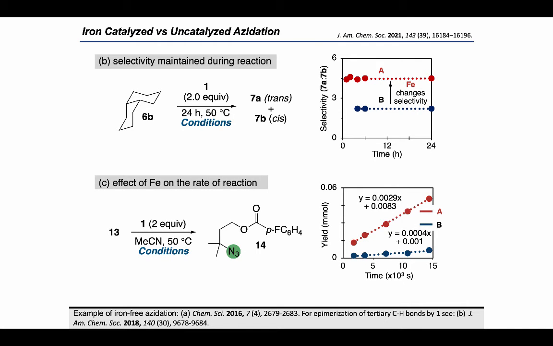Additionally, comparing the rates of reaction between the uncatalyzed and iron-catalyzed reactions, the iron-catalyzed reaction proceeds around 7 times faster than the uncatalyzed reaction, suggesting it increases the rate of radical trapping and the overall reaction. More details on the kinetics of the reaction are provided in a later section.